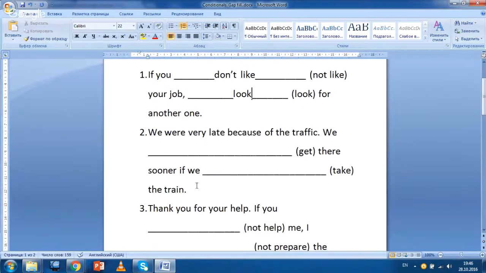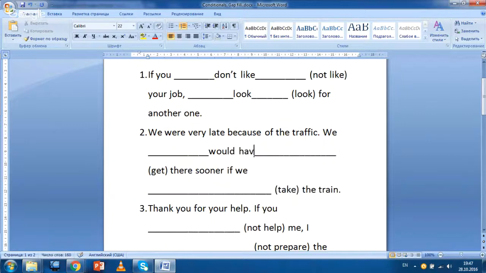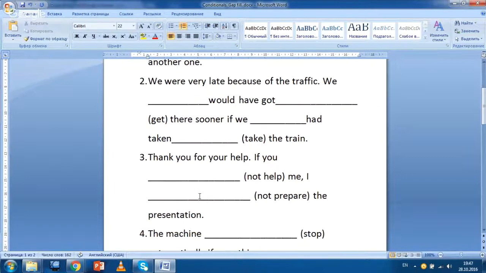Okay, second sentence. We were very late because of the traffic. We there sooner if we take the train. So think, what situation is here? It's a past situation because you already were late. So you have to use the third conditional here this way. We would have got, so this is the main clause, guys. We would have got there sooner if we had taken the train. Here, be very attentive because we started with the main clause, not with the if clause, right? And be careful with your grammar here.